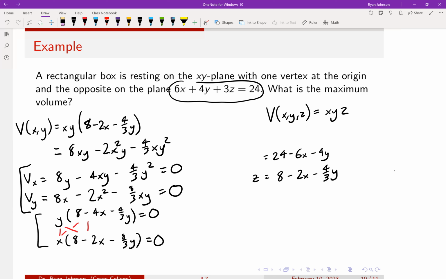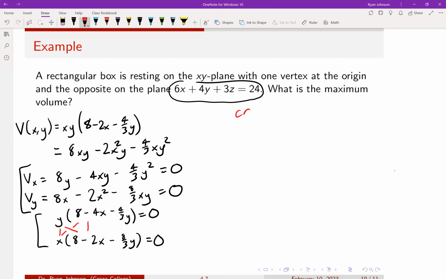Okay, I'm going to need space over here. So, critical points. That means I'm going to have 4. Well, let's find out. For the first critical point, when x and y are both 0, that's easy.